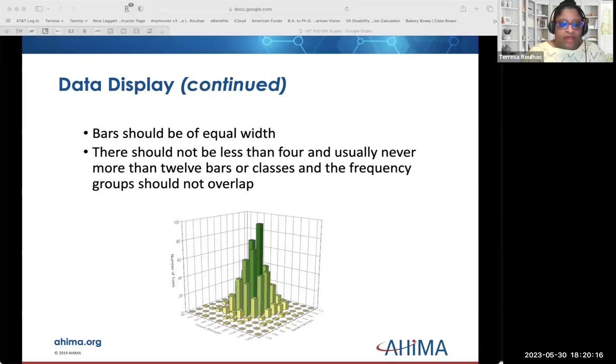When we look at your bar graphs, make sure that they're equal. And this one is a little bit more than 12, but you guys can get it. They should not be less than 4 and usually never more than 12 bars or classes. And they should not overlap, okay?